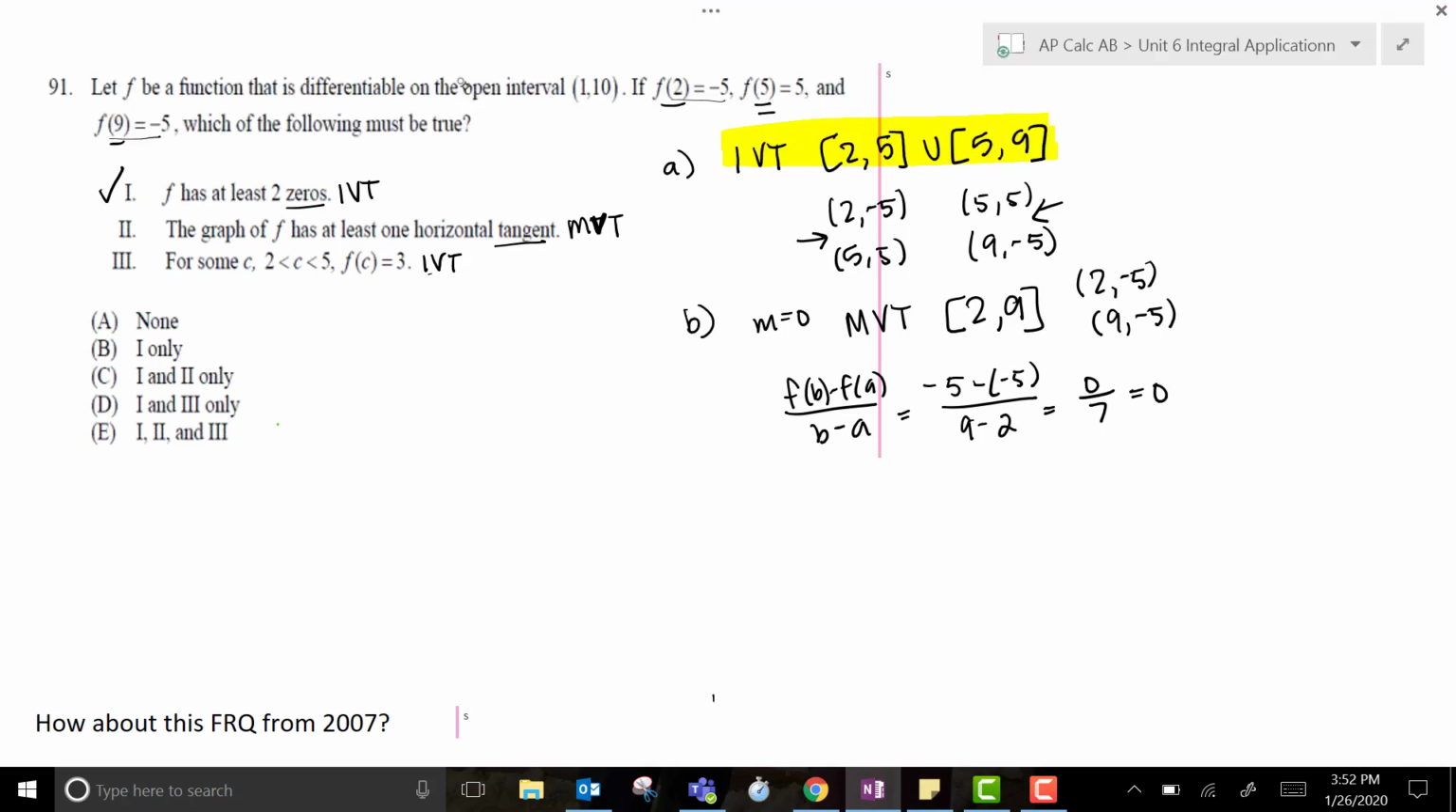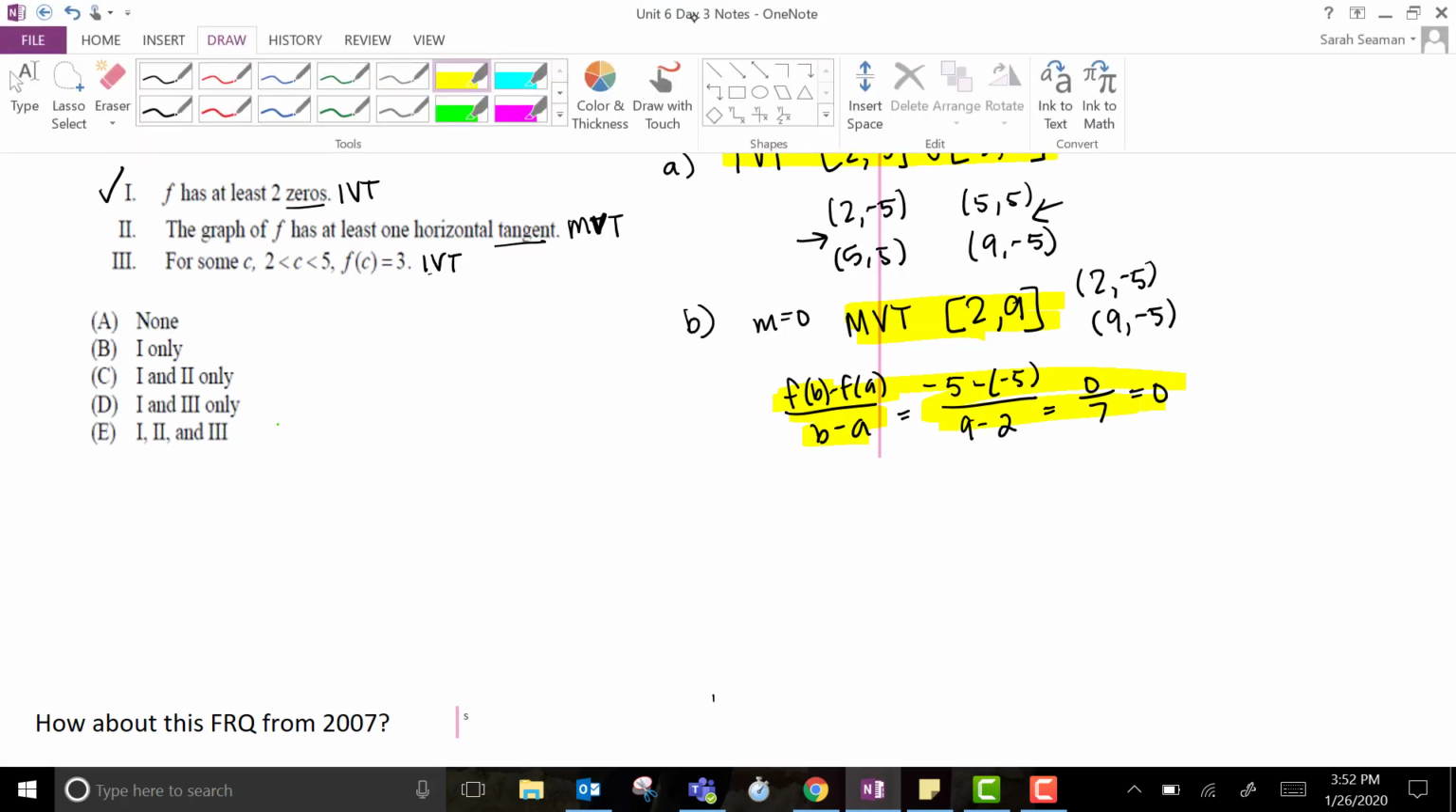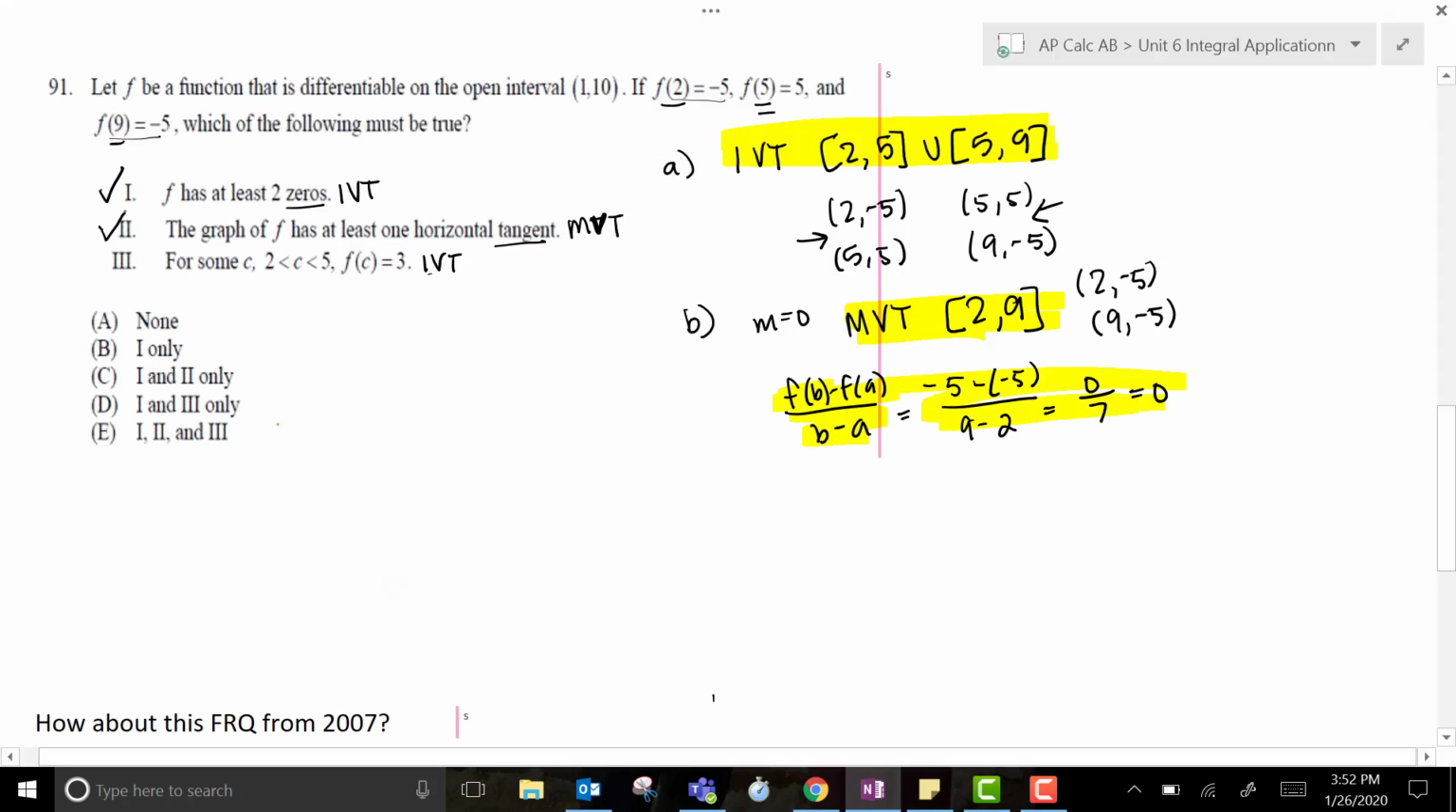So yes, that is true. And what you could say is mean value theorem over this interval. And if it were for your response, I'd probably show that work right there as well. So we can give ourselves a check mark here. Which means that we are not that. Okay, let's look at this very last one.